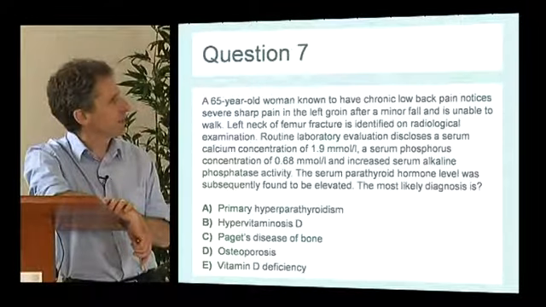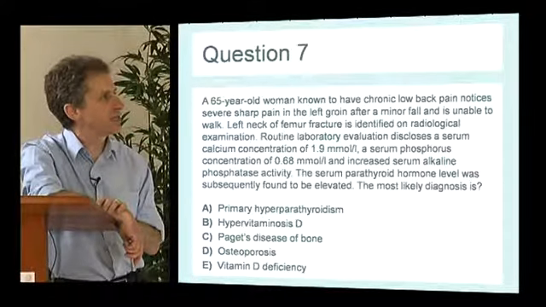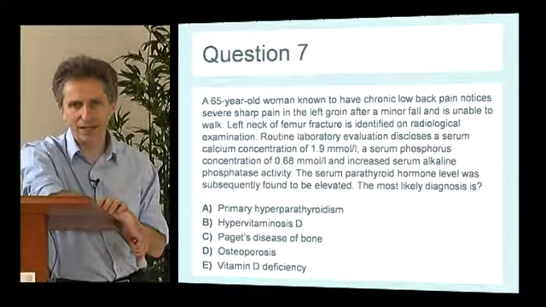Question 7. A 65-year-old woman was known to have chronic low back pain and noticed a severe sharp pain in the left groin after a minor fall and is unable to walk. The left neck of femur fracture is identified on radiological examination. Routine laboratory evaluation discloses a serum calcium that is low at 1.9 millimoles per litre, a serum phosphate concentration of 0.68, and an increased serum alkaline phosphatase activity. The serum parathyroid hormone level was subsequently found to be elevated. The most likely diagnosis is, and here are your 5 options to consider.